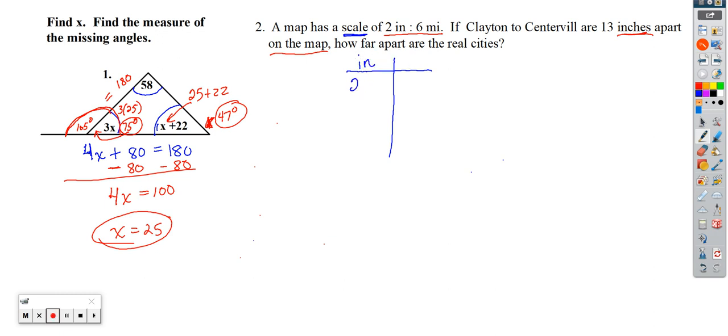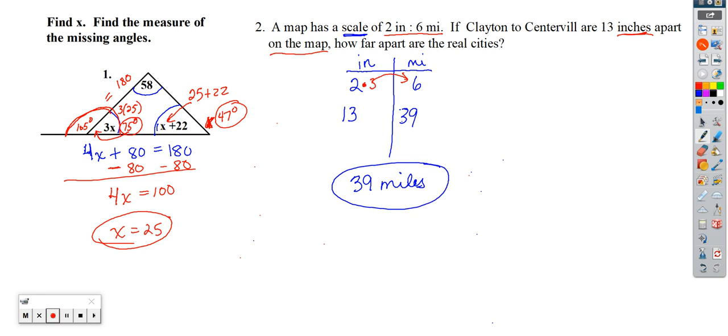In this case, for every 2 inches, it's 6 miles. So 2 inches on the model or the map, it's 6 miles of actual distance. We know that to get from 2 to 6, our COP is 3. And that's going to help us find the actual distance. If on the map it's 13 inches apart, I know 13 times 3 is 39. So that tells me if on the map the cities are 13 inches apart, they are 39 actual miles apart in real life.